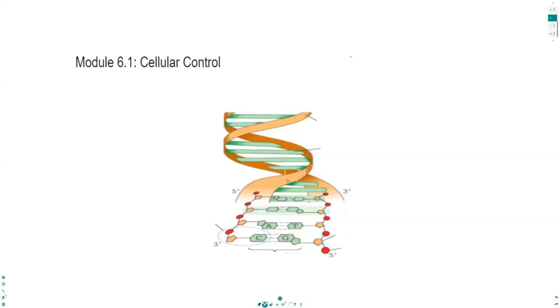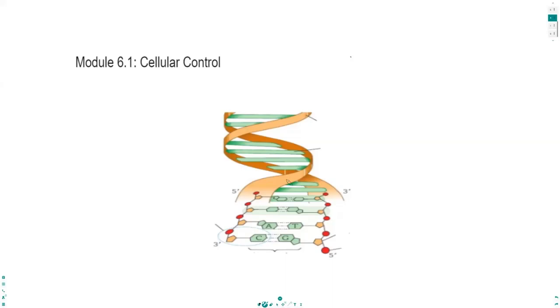Hello and welcome to this next video on OCR A Level Biology. This is module 6.1, which is cellular control. Before we get into this module, we need to quickly go over DNA. So here we have a quick review of the DNA molecule. Let's label this molecule and see what we can do.